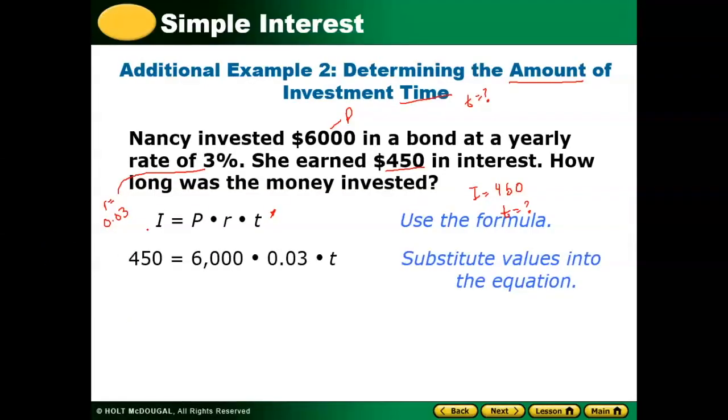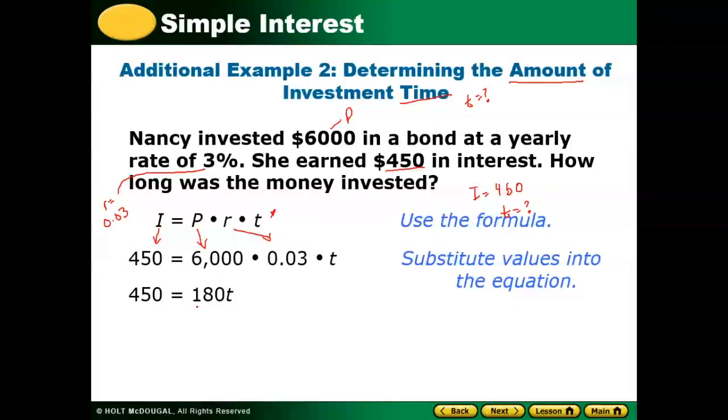So we know our interest amount is $450. Our principal that we've invested is $6,000 at a rate of 3%, which again, we've converted to a decimal. So we're going to solve for time. What I've done here is 6,000 times 0.03. That gives me 180. So I've just combined these.